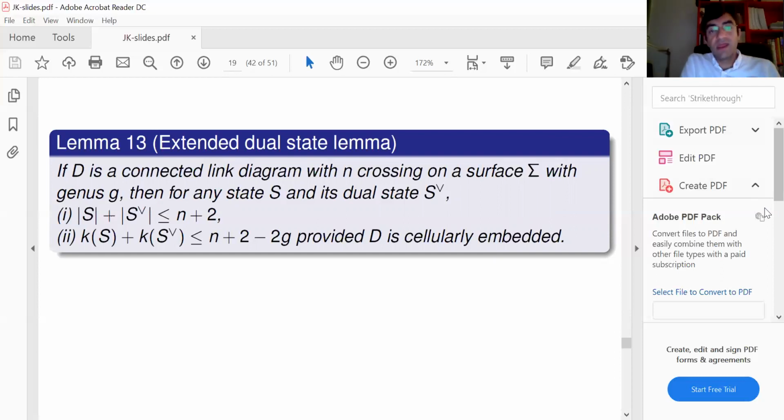We also need the following lemma, which is called the dual state lemma. If you have a state S, then the dual to that state is the state obtained by changing any A smoothing in S to a B smoothing and changing any B smoothing in S to an A smoothing. Suppose D is a connected link diagram with n crossings on surface sigma, and suppose sigma has genus g. Then for any state S, the number of cycles in S plus the number of cycles in the dual of S is less than or equal to n plus 2. And in addition, if D is cellularly embedded, we have k of S plus k of the dual is less than or equal to n plus 2 minus 2g.